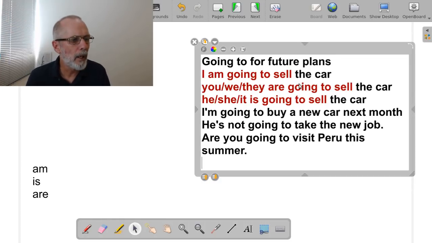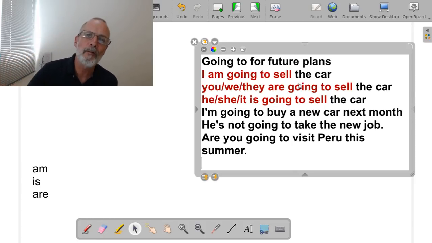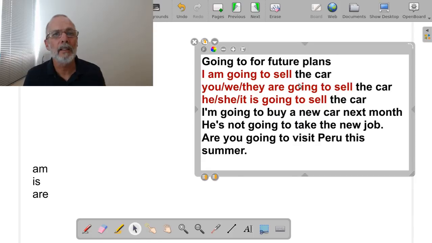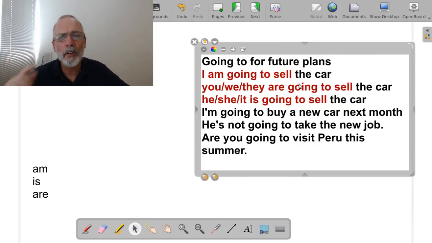What do we mean by a future plan? A future plan is something that you decided to do before you spoke. It's different from an instant decision. If I tell you I'm going to sell the car, it means I'm going to sell the car in the future, but I decided to sell it before I told you. Here we have some other examples, and here we can talk a bit about the pronunciation.